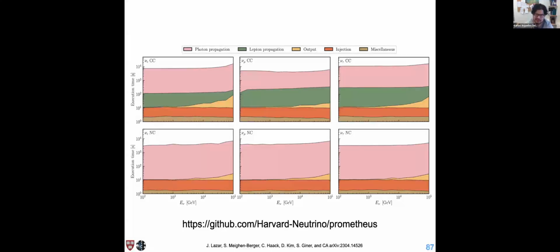It's very computationally expensive, and this is related to the question earlier. Most of the time is spent in simulating photons, so you can see here the execution time of simulated neutrino interactions, and it's a stacked histogram. Most of the time is in this pink color, which is just tracking all of these photons. There's just so much light produced.